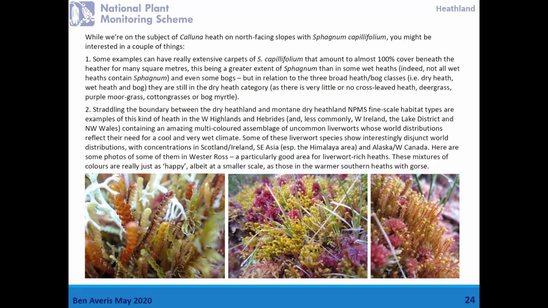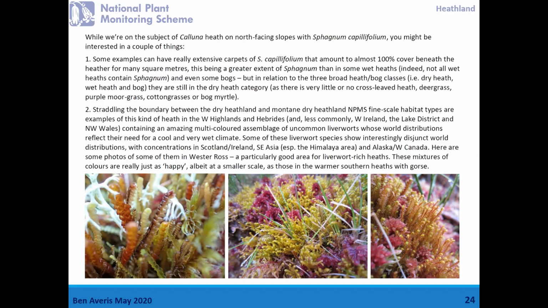So one lesson from that is, don't use sphagnum in the simple, total, broad sense of the genus as an indicator of any particular habitat, even at a broad level. It's not like, oh, it's got sphagnum in it, so it must be a bog. It could be a wet heath, and it could even be a dry heath.